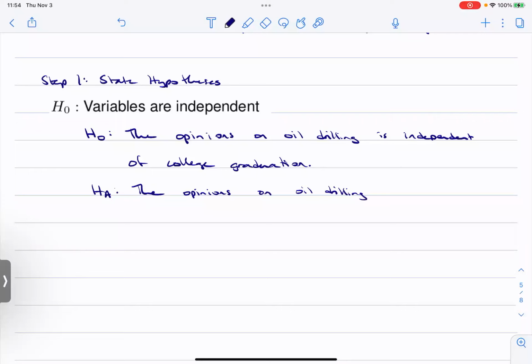But once I've committed to a null hypothesis, my alternative should just be the negative of that. So the opinions on oil drilling is, I like to say, not independent, just because I like to have that not in there. But if you say dependent, that's fine. Is not independent of college graduation. And if you wanted to say there is a relationship between these two things, that's totally fine. There's some flexibility there.